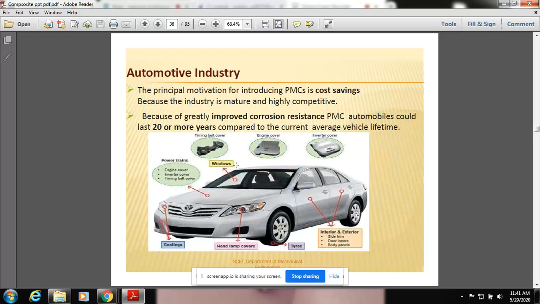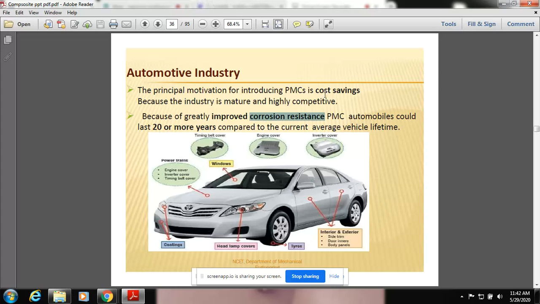Then there is one more application of this PMC, that is automobile. As I mentioned just now, diaphragm forming can be used for creating a bonnet, right? See, what are these body structures? The complete outside structure of a car you mentioned here can be manufactured by means of PMC, right? See, the principal motivation of using PMC is cost saving, right? The major thing is cost saving, and second, we improve the corrosion resistance. See, these composite materials are less corrosive compared to other materials. That was the reason we use them.